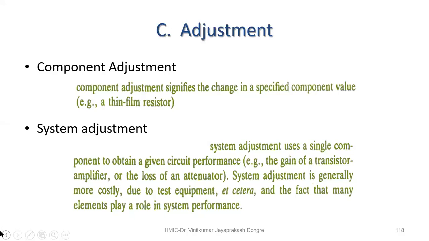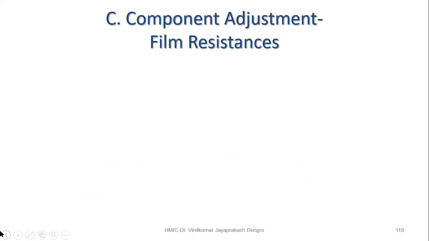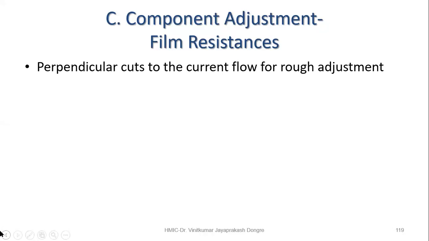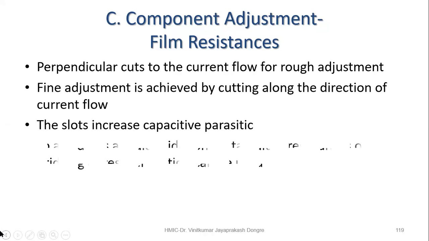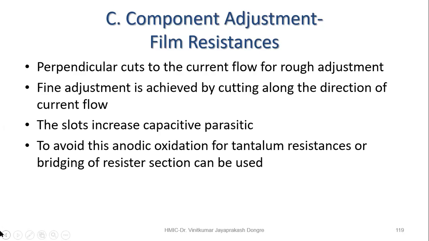Complete system adjustment is costly because we require various system performance checks. Component adjustment means, suppose you have made a resistor, whether this resistor is giving the proper value or not. And system adjustment means whatever system you made, whether it is functioning at the required performance level or not. So here you require certain equipment. The component adjustment of the thin film resistor is what we are going to discuss. So if you have fabricated the thin film resistor, then how can it be done?